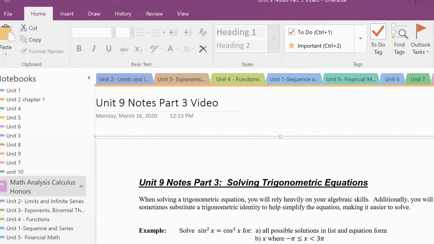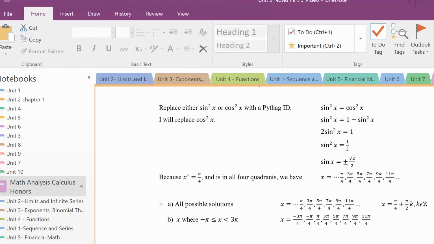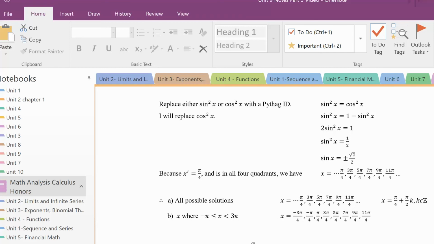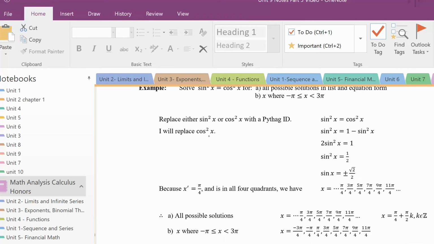First of all, I would read the first page of your notes packet. It just outlines the process for solving trigonometric equations, where you can substitute with a Pythagorean identity. For example, here I replaced cosine squared with 1 minus sine squared, and then solved the equation.